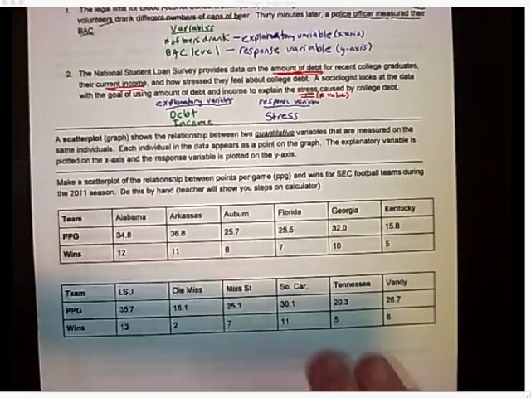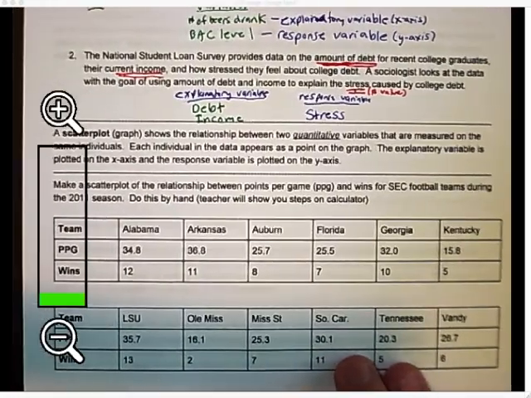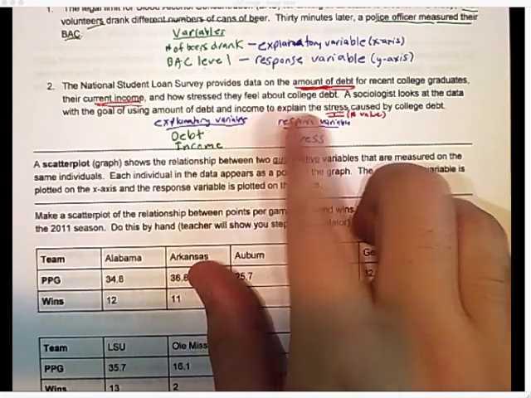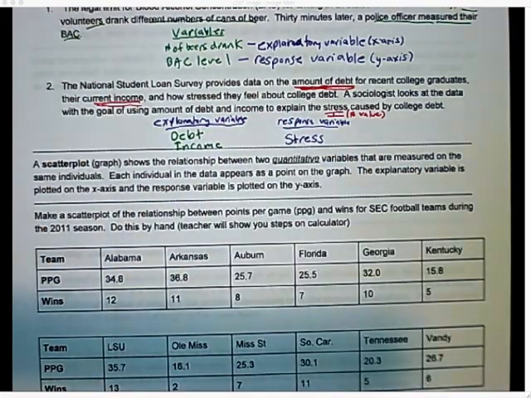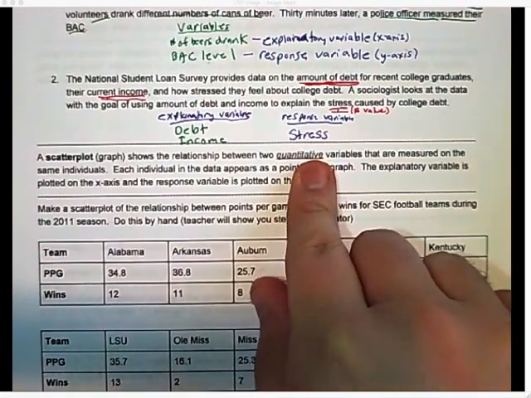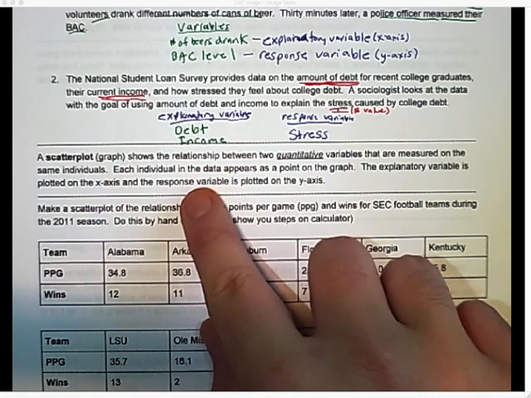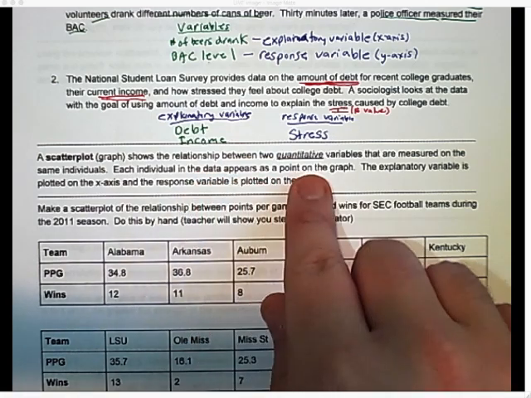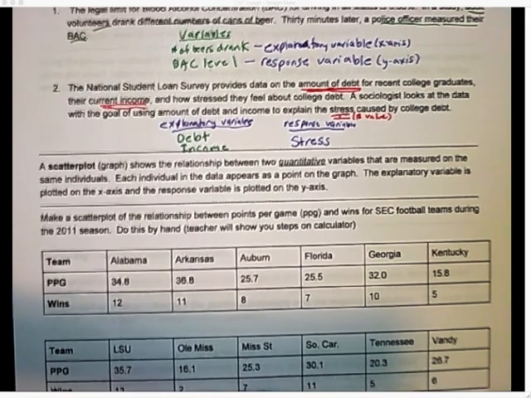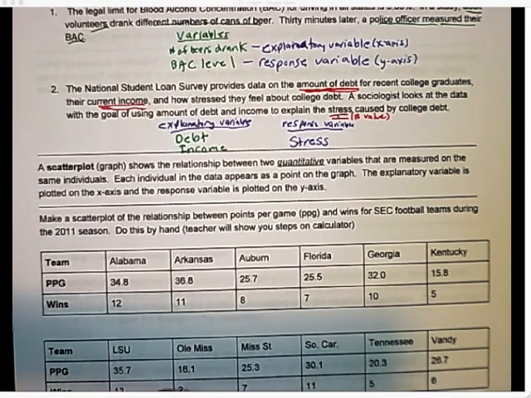All right. So next topic is scatter plots. A scatter plot is a way to show the relationship between these types of variables, the explanatory and the response variables. A scatter plot shows a relationship between two quantitative variables. Both variables have to be quantitative, that are measured on the same individuals. Each individual in the data appears as a point on the graph. The explanatory variable is plotted on the x-axis, and the response variable is plotted on the y-axis.